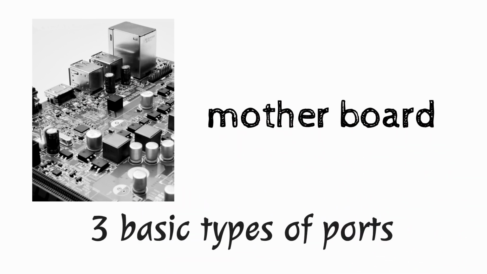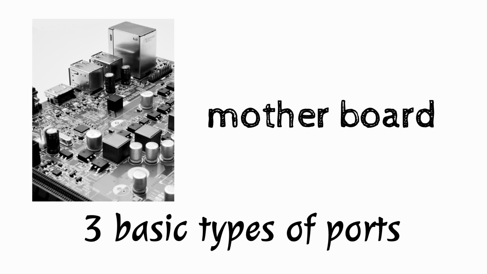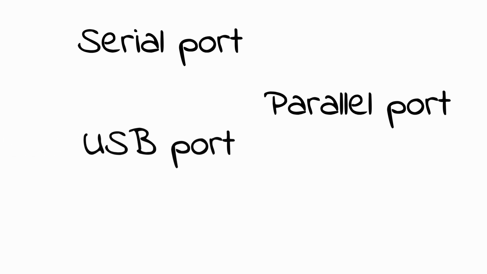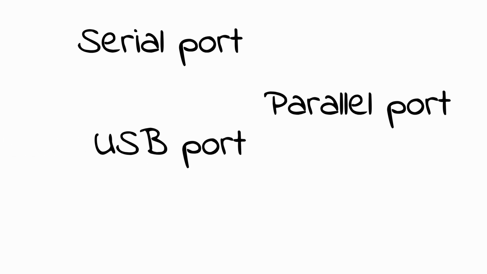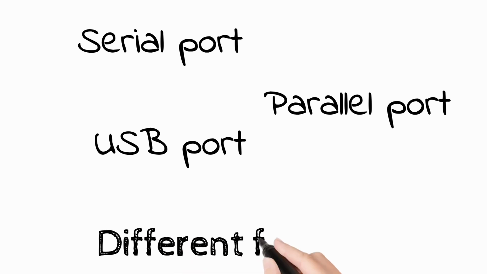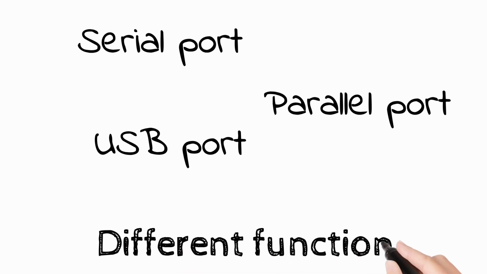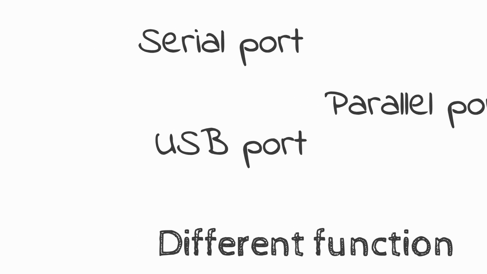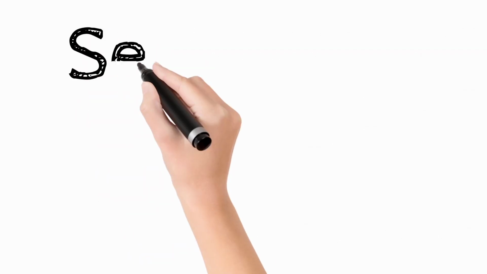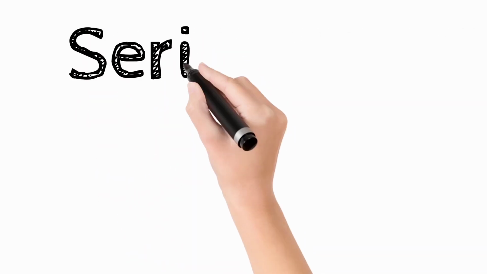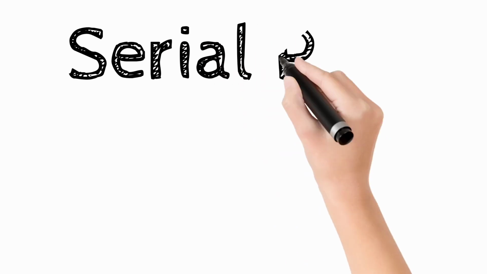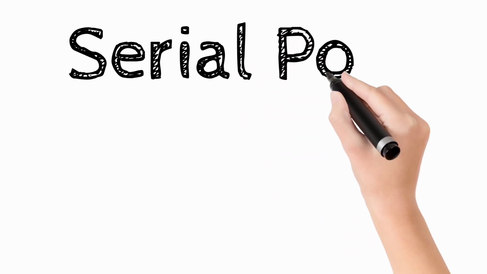There are 3 basic types of ports: serial port, parallel port, and USB port, which is called the Universal Serial Bus. Today's computers have all these types of ports, with each type doing a different function. Firstly, we will discuss the important port of the computer. Yes, I am talking about the serial port of the computer.